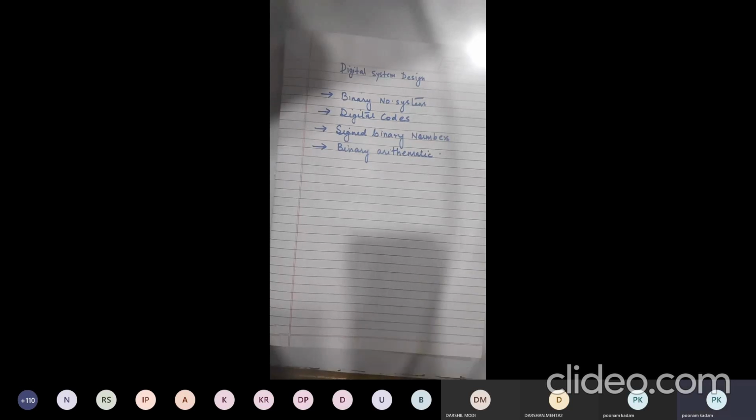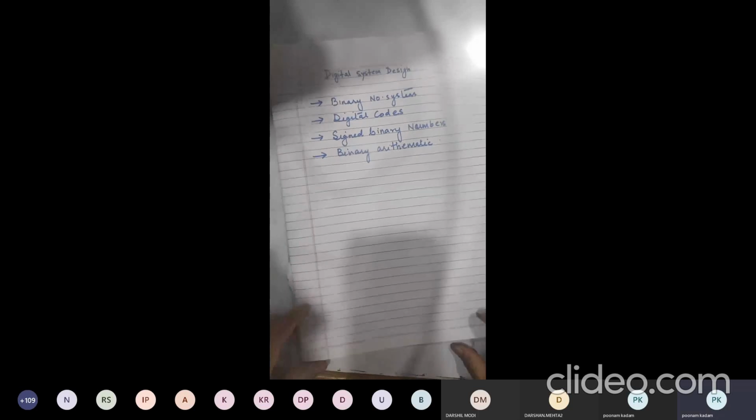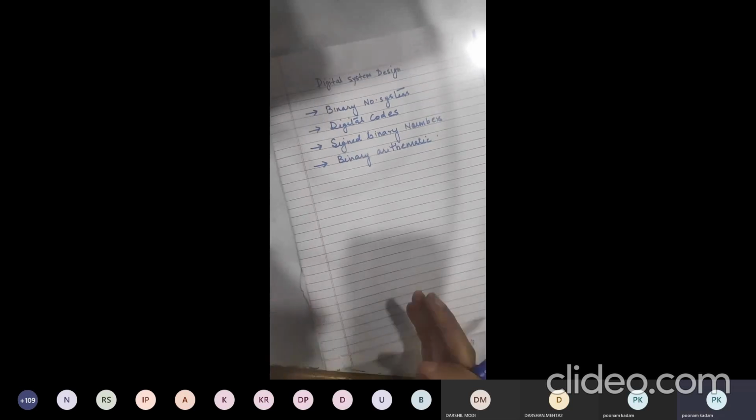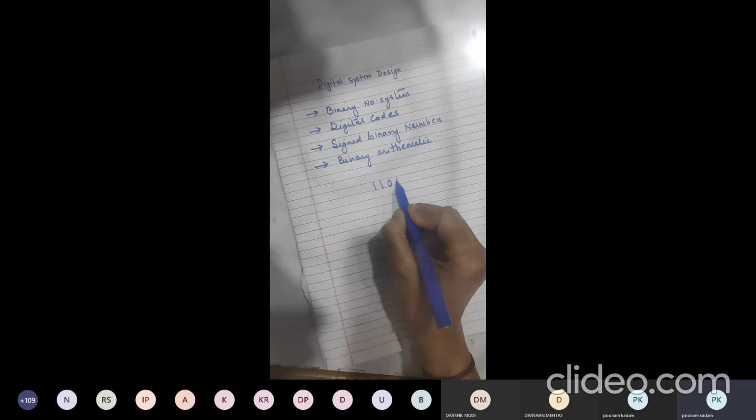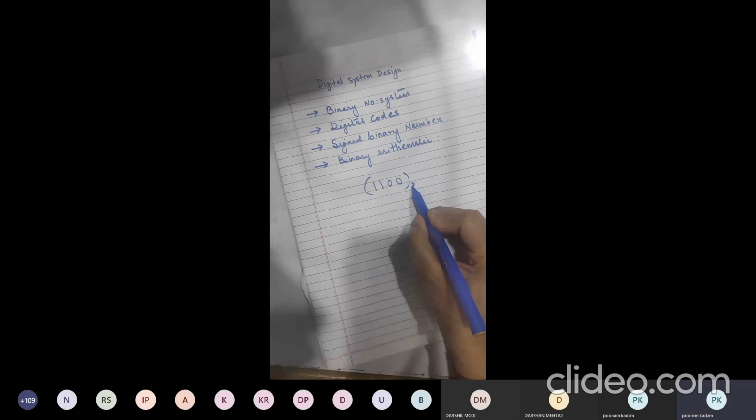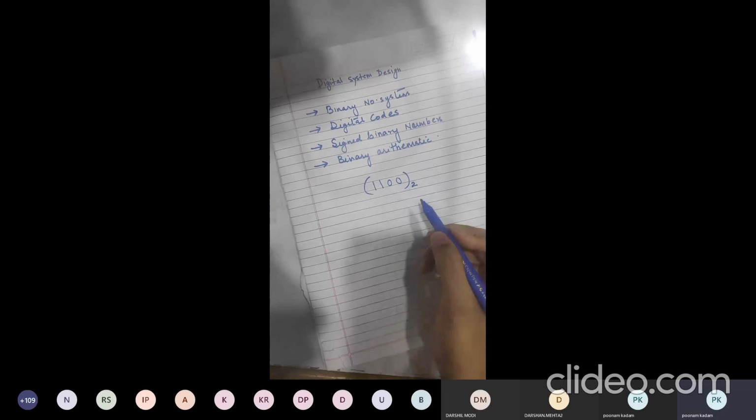Starting with the binary number system, the word binary comes from bi, which means two. Okay. So the binary number system has two unique symbols, that is 0 and 1. And that's why its base is 2. In order to show that a number represented belongs to the binary number system, we write subscript 2. For example, if a 2 is written here, it means it is a binary number. Okay.